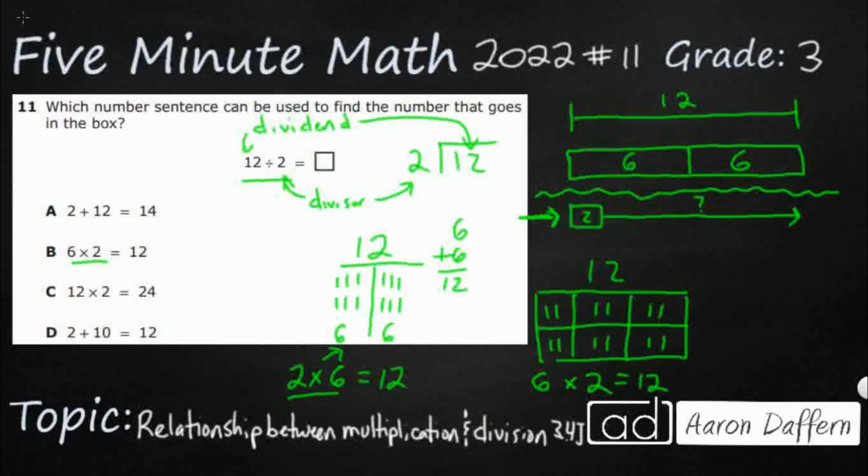So I can do 2 groups of 6 or 6 groups of 2. Really, either one of these work because there's a property, it's called the commutative property of multiplication, that lets you put the factors in any order. 2 times 6, 6 times 2, same thing. So our answer here is B.